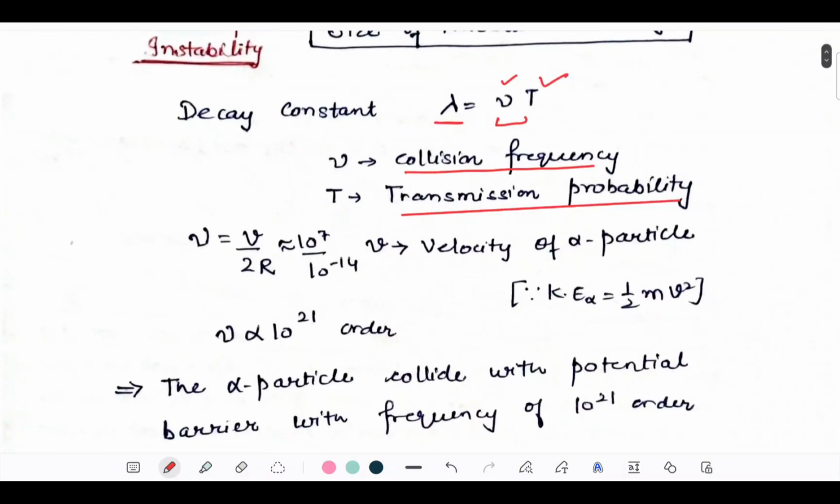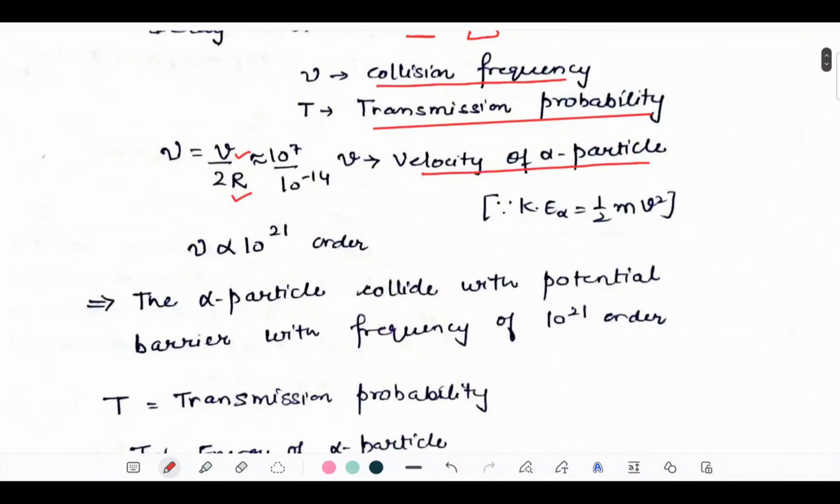Now what is collision frequency? We can define it as the ratio of v upon 2r, where v is the velocity of the alpha particle with which it is moving from the nucleus, and r is the radius of the nucleus. One thing that we have to learn and memorize is that the collision frequency is of the order of 10 raised to power 21, and the kinetic energy of the alpha particle is equal to half mv square.